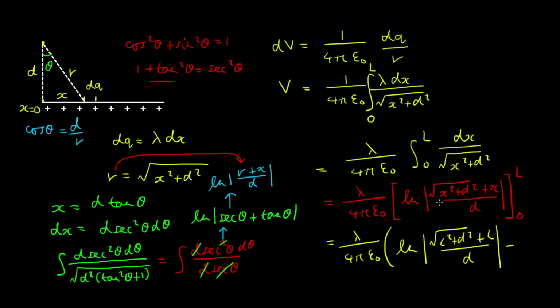And then minus the natural log, and if we substitute 0 into here, what we get is root d squared on d, which is d on d, which is 1. So we get the natural log of 1 here. And the natural log of 1 is 0, so that cancels out. And therefore, this here is our final electric potential. So we can just take the natural log of 1 out.